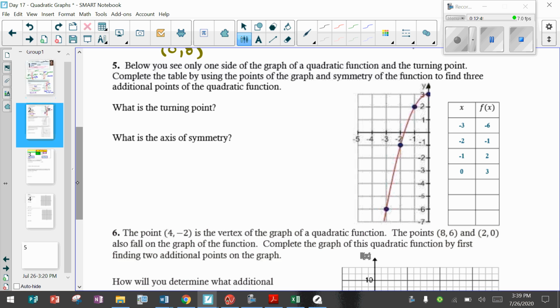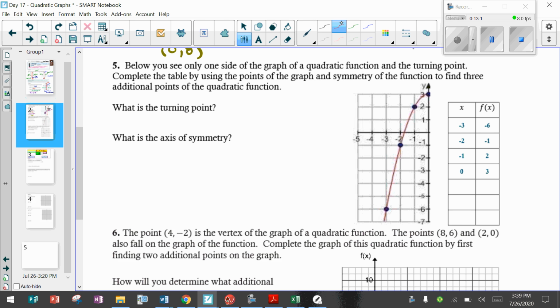Okay, below we see 1/2 of a parabola. Remember, if it's facing upside down, that means the a value from our standard form equation would be negative. We see the quadratic function, we see the turning point, and we see a table of values that is not quite filled in. Some of it is. We're going to finish it. Find 3 additional points of the quadratic function. What's the turning point? What's the axis of symmetry?